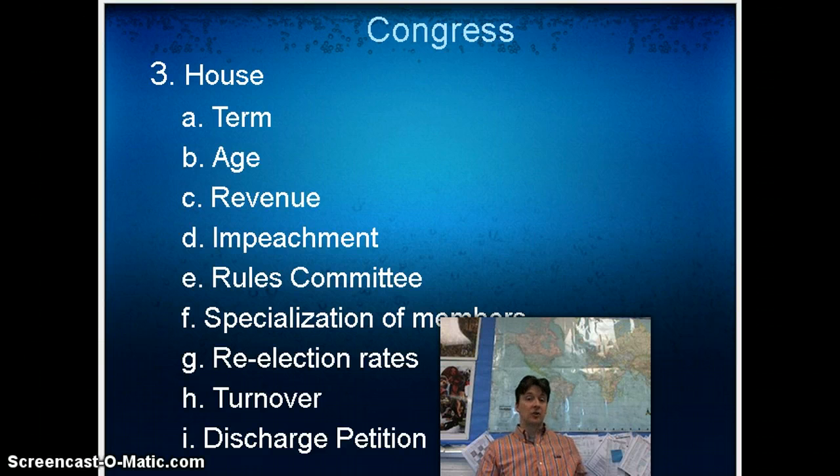So again, the discharge petition, you sign the petition and it forces the bill out of the committee and it goes directly to the floor. It takes 218 votes, like I said.